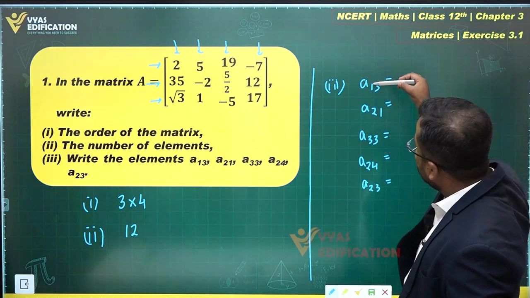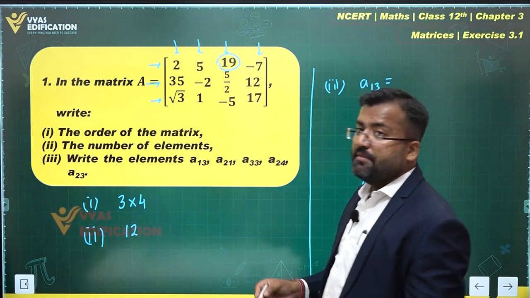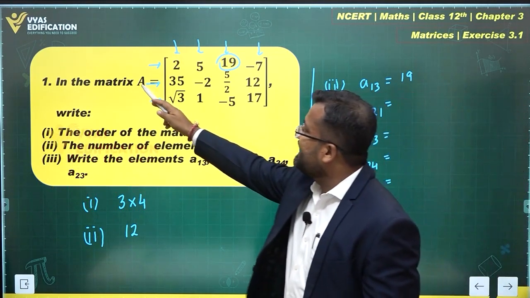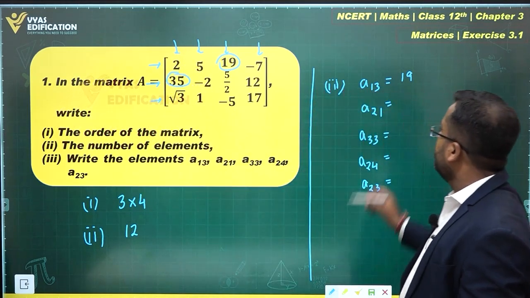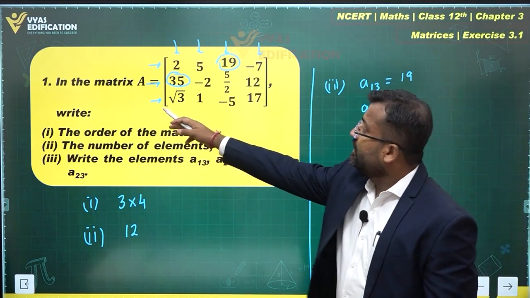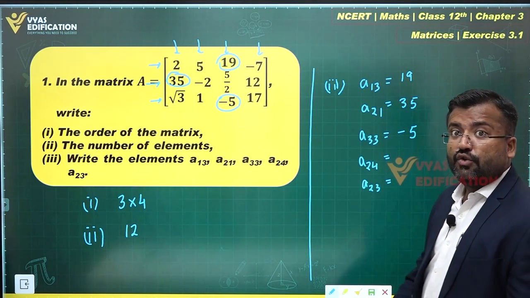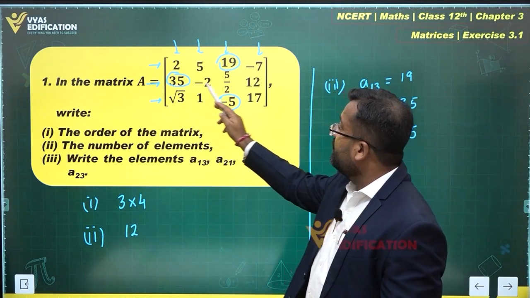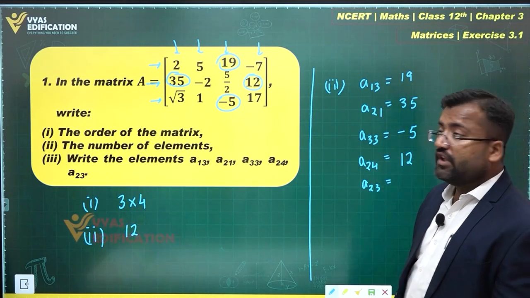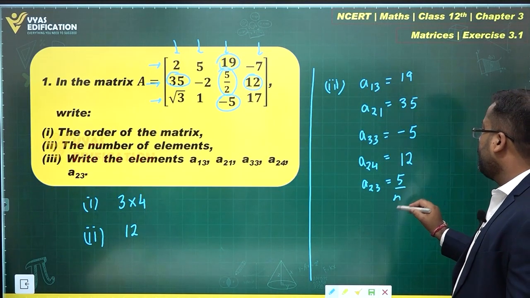A13 represents first row and third column. In the first row, we select the third column, and the element present at that location is 19. What about A21? A21 represents second row and first column, this particular element, which is equal to 35. What about A33? A33 represents the third row and third column, which is minus 5. What about A24? A24 represents the second row and the fourth column, which is 12. What about A23? A23 is second row and the third column, which is 5 by 2.